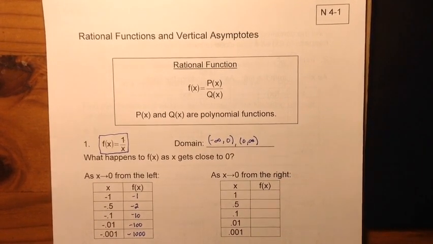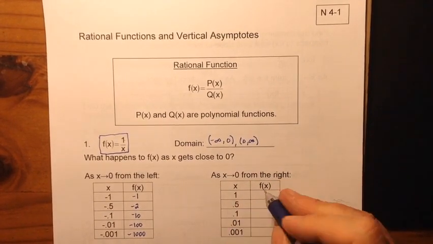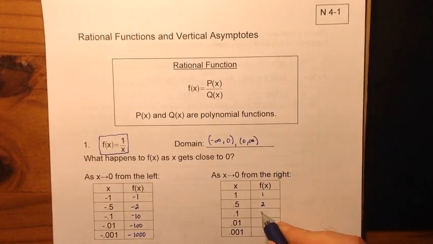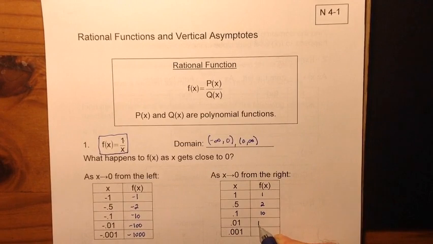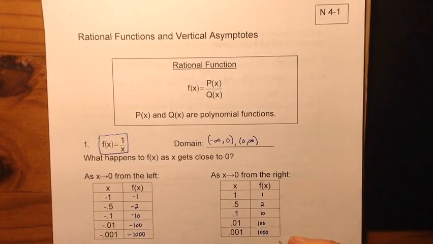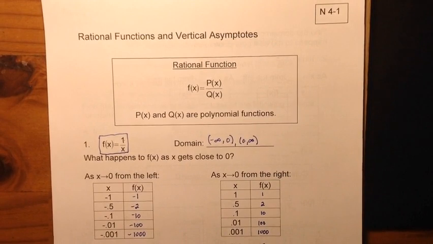If I come from the right, 1 over 1 is 1, 1 over 0.5 is 2, 1 over 0.1 is 10, 1 over 0.01 is 100, 1 over 0.001 is 1000. So as I come from the right, it's shooting up, so it's going to positive infinity here.